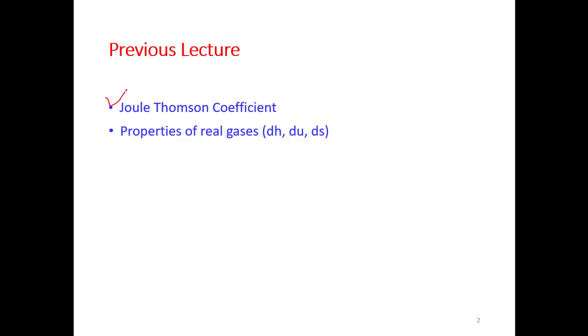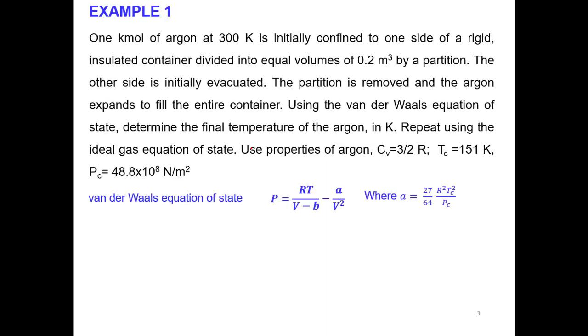In the previous class, we discussed the Joule-Thomson coefficient that is used for the throttling process to decide whether the temperature will increase, decrease, or remain constant during a throttling process, and then we derived the relationship for change in enthalpy, change in internal energy, and change in entropy of real gases, right? So in this class, we'll try to solve a couple of numerical problems related to the previous chapter, previous topics.